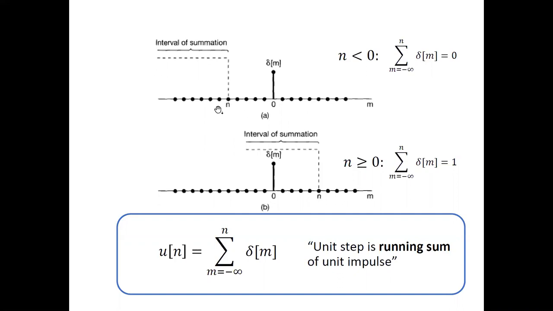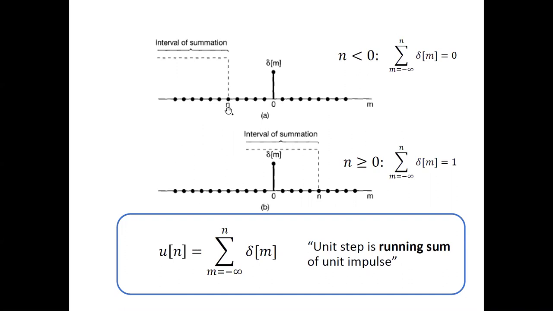So here n is a particular number, or we can understand it as a fixed and given integer n that we put on the axis of m. And the reason we make n a fixed integer is that we want to take a sum of delta m for m starting from minus infinity to this fixed number n. So this is an infinite sum. We sum up everything from m equals minus infinity to m equals this particular n.